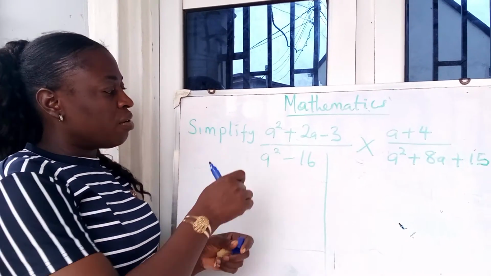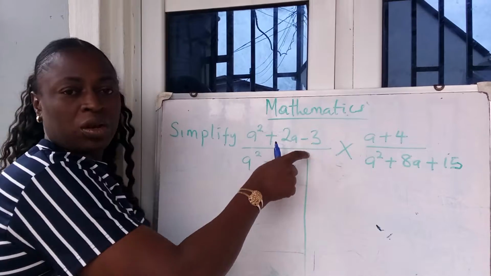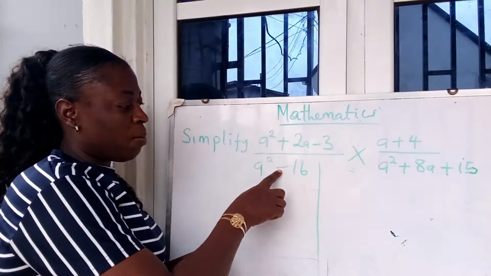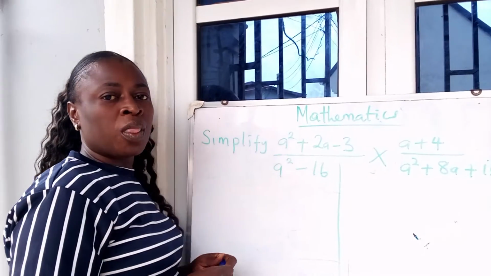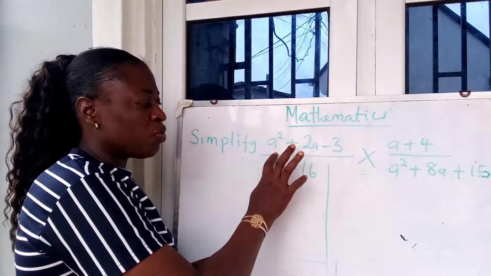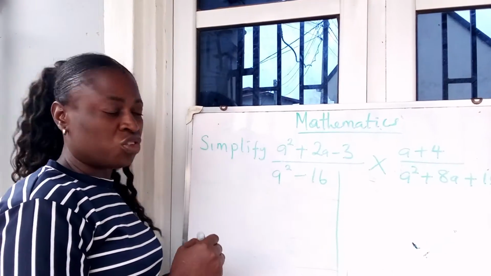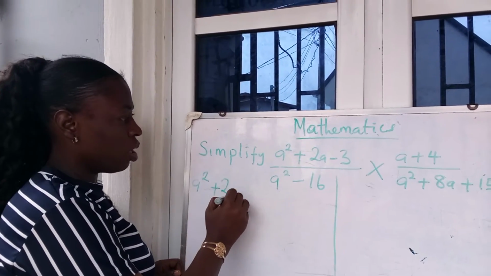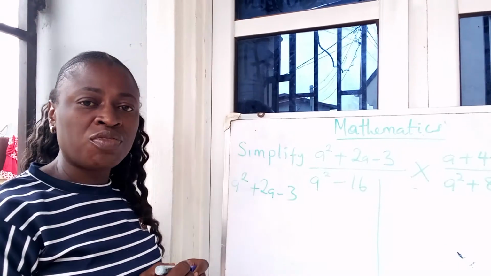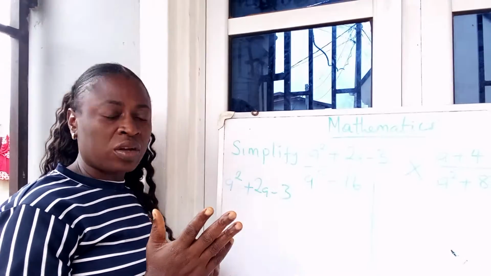The first one, we have a squared plus 2a minus 3, a squared minus 16, a squared plus 8a plus 15. So before we solve this, we first of all factorize this quadratic equation. The first one, we have a squared plus 2a minus 3. So we have to factorize it. How do we factorize it?